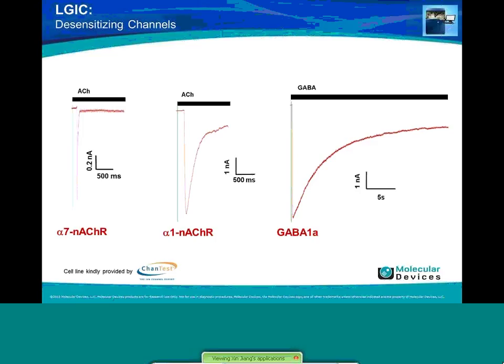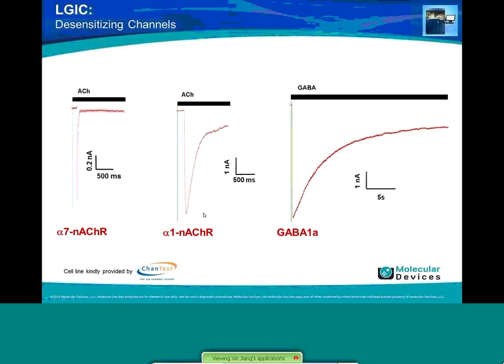Now, ligand-gated channels are known for this characteristic of desensitization, meaning the channel can close very rapidly in some cases, even in the presence of the ligand. One example is the nicotinic acetylcholine receptor. The alpha-7 type of the nicotinic receptor opens and closes in milliseconds, and this is the real recording from the Barracuda system, where you can clearly resolve the fast desensitizing ligand-gated channels.